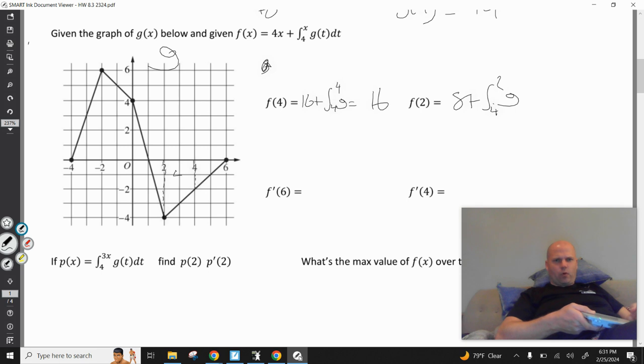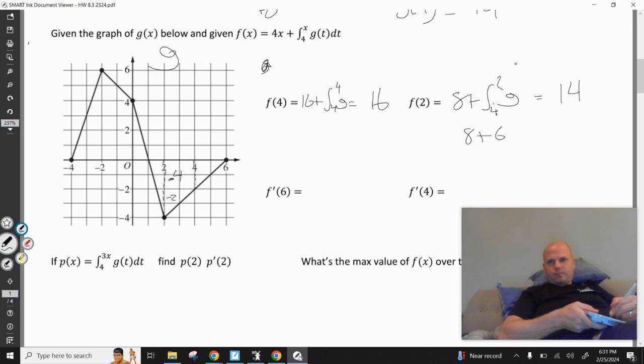So this is 4, and this is -4, and this is -2, because this is a slope of 1, this is base of 2, height of -2, so this is -2. So the total is -6. So going backwards would be +6. So it's 8 plus 6, which is 14.